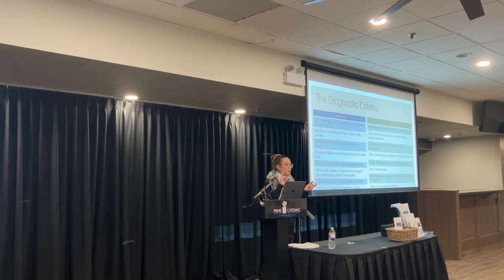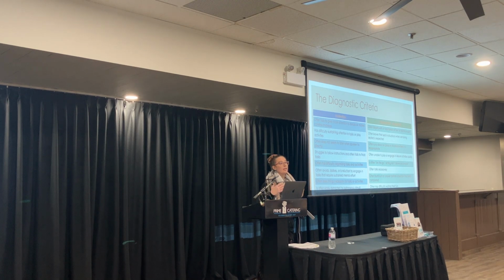Now, to get a predominantly inattentive or predominantly hyperactive-impulsive presentation, yes, you have to have 6 symptoms in one, but then you also have to have fewer than 6 symptoms in the other. Otherwise, we're just going to diagnose you as the combined presentation. And again, this has to be over 6 months.